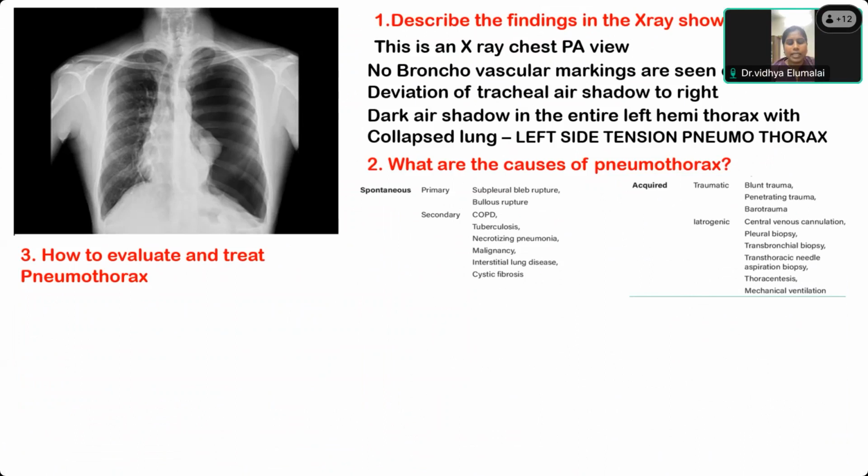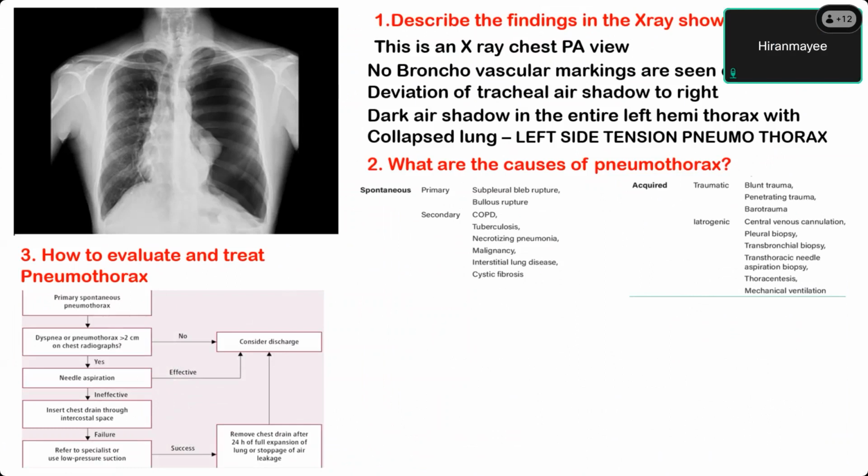Sir, clinically, the patient will have breathing difficulty, decrease in saturation, and increase in respiratory rate. On auscultation, there will be reduced air entry. On percussion, the lung will be hyper-resonant. Treatment is needle thoracostomy, sir, as an emergency management. Emergency needle thoracostomy. Later, we can put an ICD.